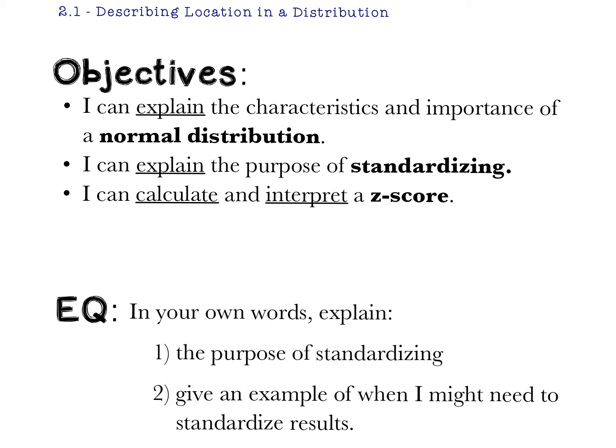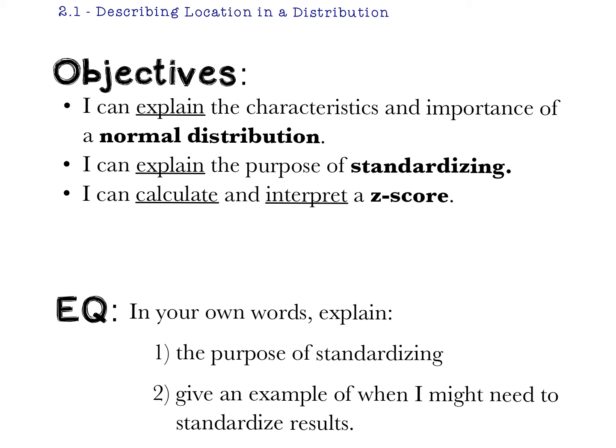Alright guys, so for today's lesson, starting in chapter 2, we're going to start talking about how we describe locations in a distribution. So we have 3 goals today: to be able to explain the characteristics and importance of a normal distribution, to explain the purpose of standardizing, and then to be able to calculate and interpret a z-score.